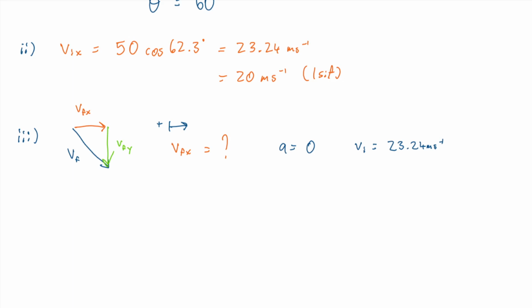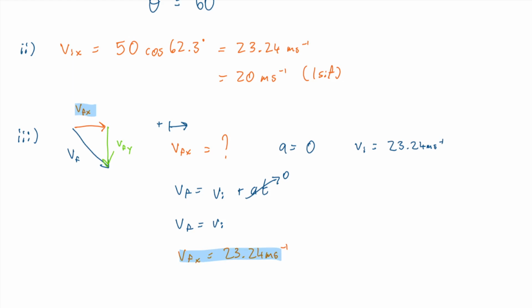Yep, so looking at that, we have the relationship that the final velocity is equal to the initial velocity plus a times t. And if a is 0, we're left with final equals initial. In other words, v final in the x direction must be equal to its initial, which is 23.24 meters per second. Right, because it hasn't decelerated at all in that direction. Cool, so that is Vfx.